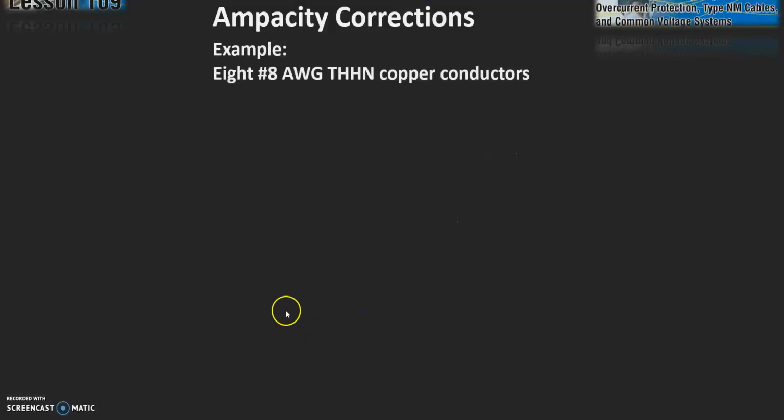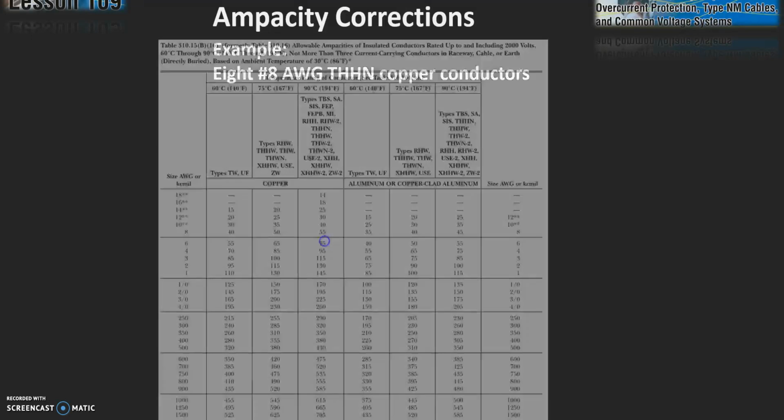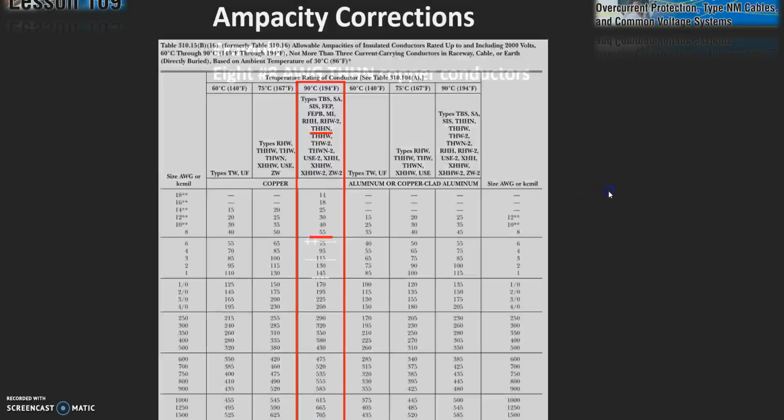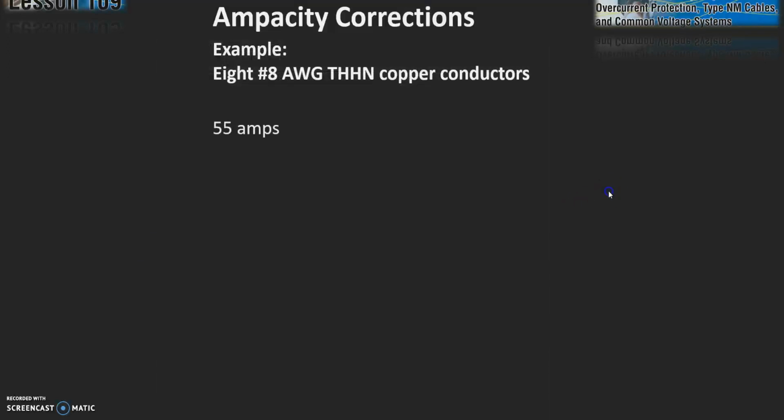So anyway, let's throw an example here. I think it'll make more sense. So if I have number 8 THHN copper conductors in a raceway, I have more than 3, so I have an issue here. So what do we do? Well, first of all, how many amps could those number 8 THHN conductors carry normally? Again, THHN, notice, is the 90-degree column. It is a copper wire, as I said. So we're using this column right here. And my number 8 normally could carry 55 amps. So let's take that value, 55 amps.